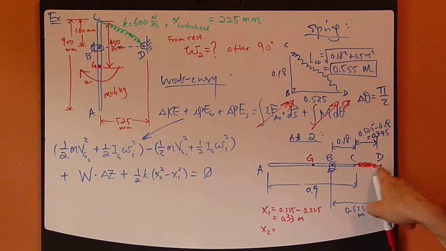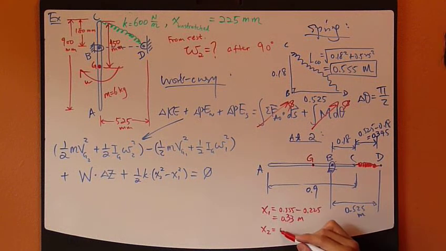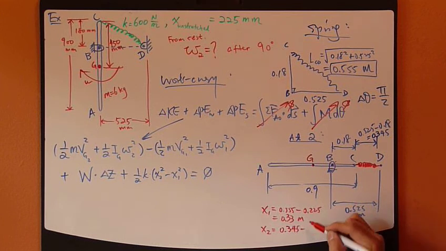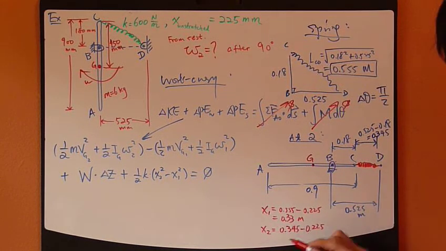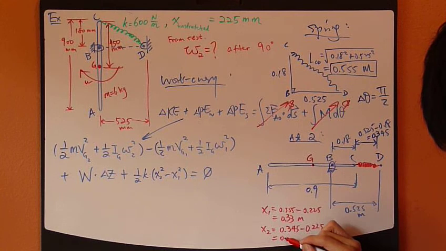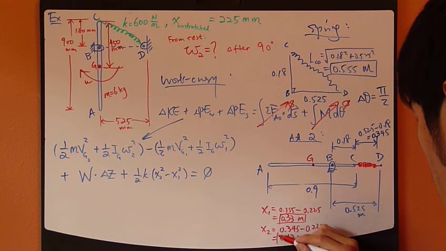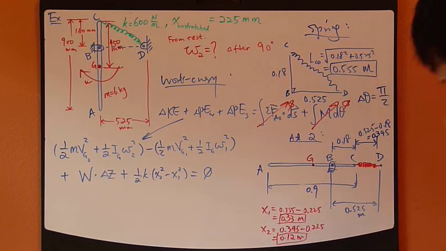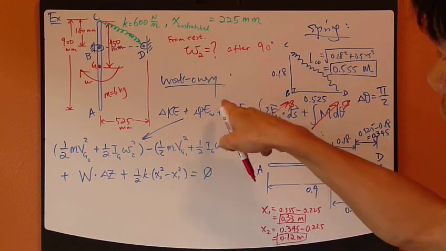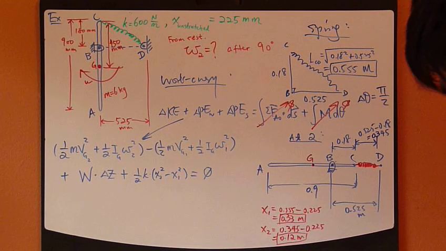x2, the final position. The difference between the two lengths is 0.345 minus the unstretched length, 0.225, and that is 0.12 meters. So these two x values are what we're going to use in this work energy equation.